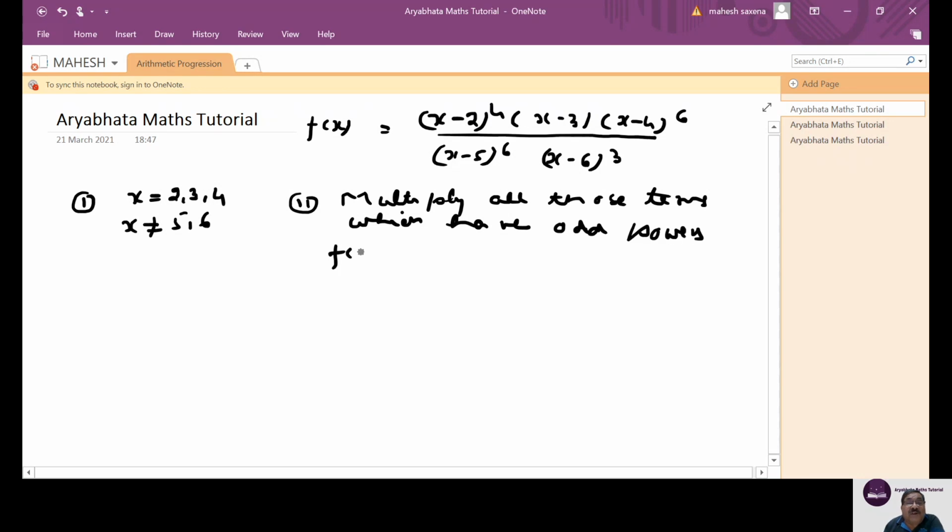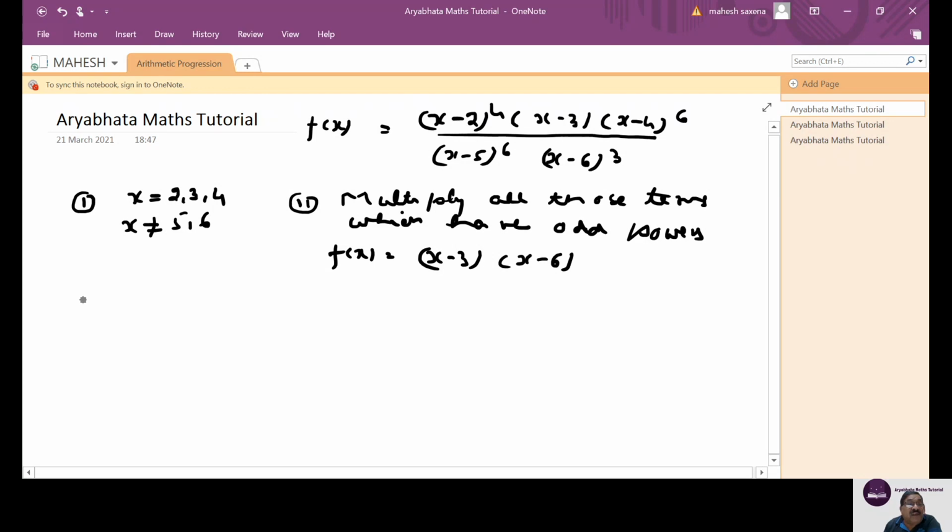Therefore, f(x) is equal to, x minus 2 has even power, we will not consider that. x minus 3 is odd power, we are writing here x minus 3. x minus 4 has power 6, which is even, we will not consider this. x minus 5 has the power even, we will not consider this. x minus 6 power odd, we will write here x minus 6. Therefore, instead of considering this function, we will consider only this function.